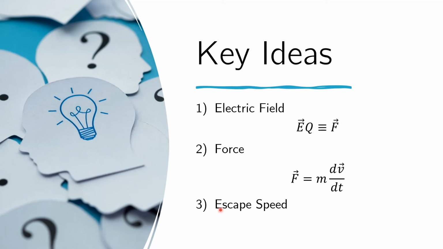And then we also need to think about the escape speed. This is the speed at which the kinetic energy is greater than or equal to the potential energy. So that's the minimum energy. We need to find that minimum kinetic energy that will be greater than or equal to the potential energy. So minimum means they're equal, because anything greater than that is acceptable.